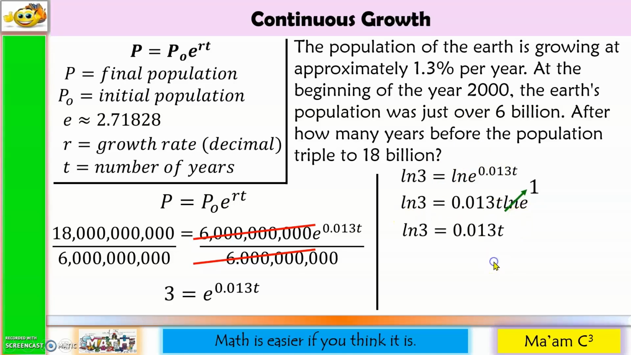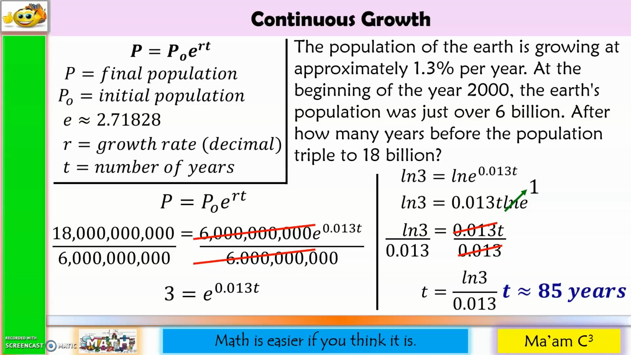So this is just ln 3 equals 0.013t. Then I'll divide both sides by 0.013, so 0.013 will be cancelled out. So t is equal to ln 3 divided by 0.013, and that is approximately equal to 85 years. So this means count 85 years from 2000 and the Earth's population will be tripled.